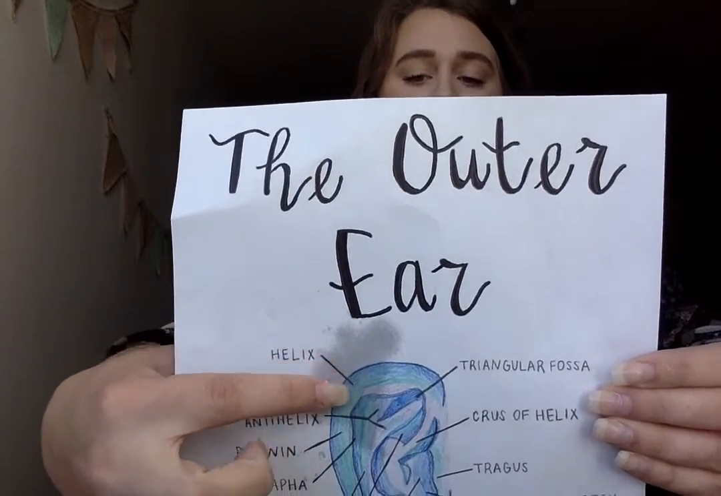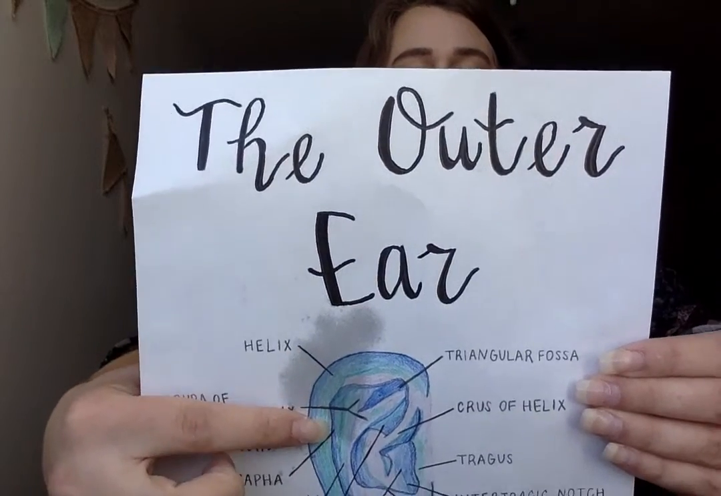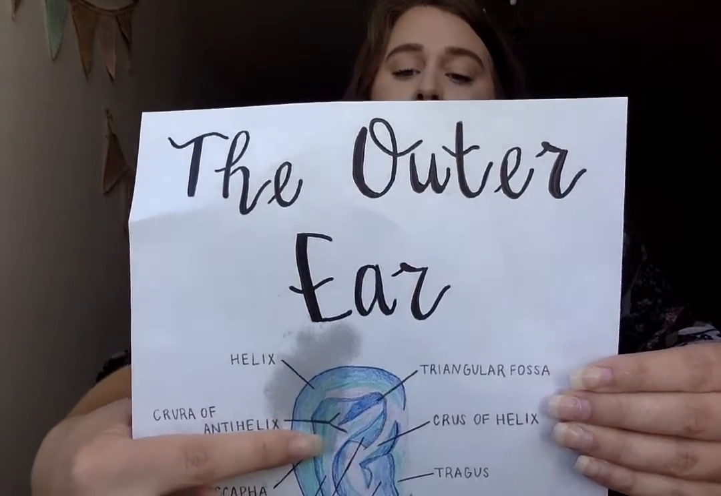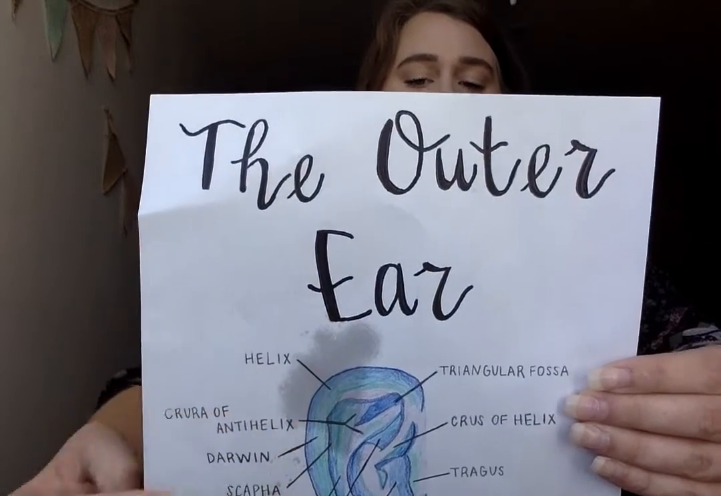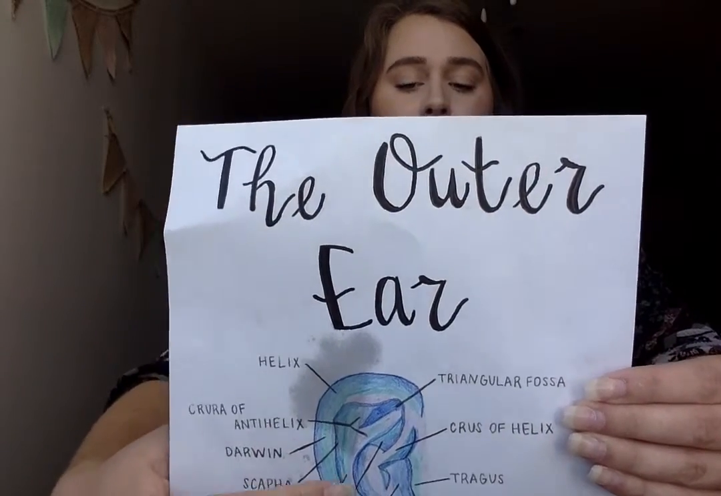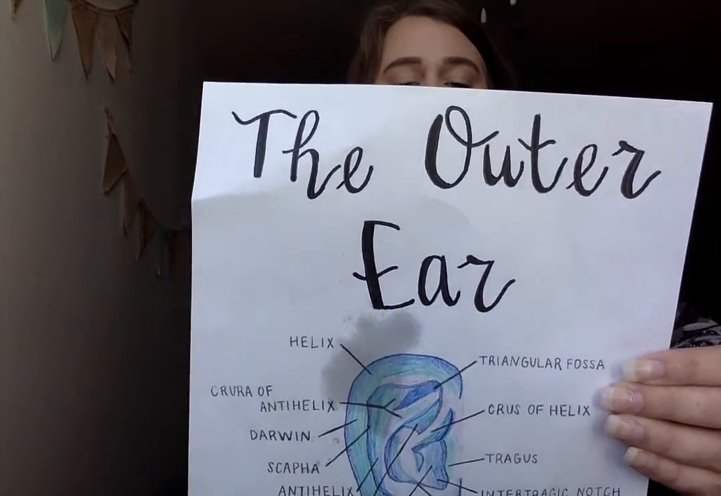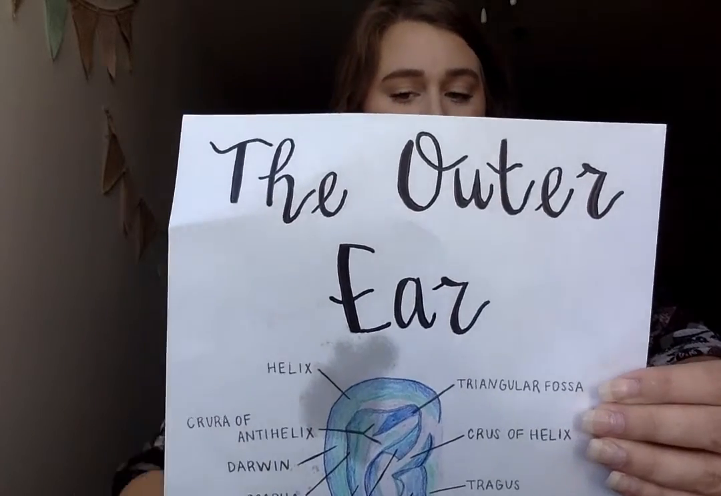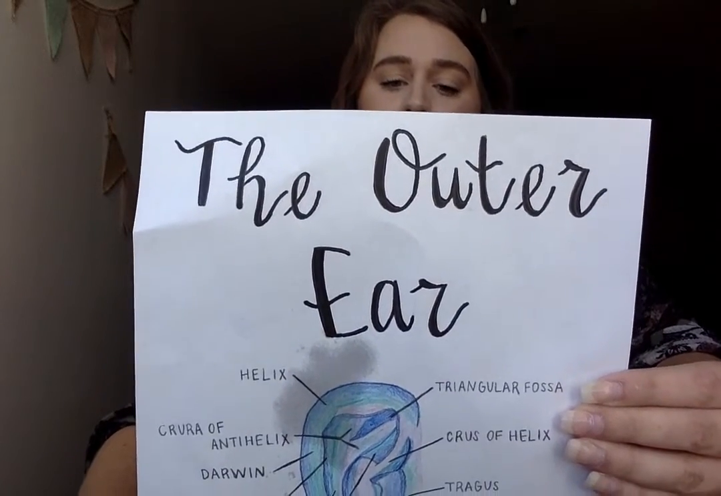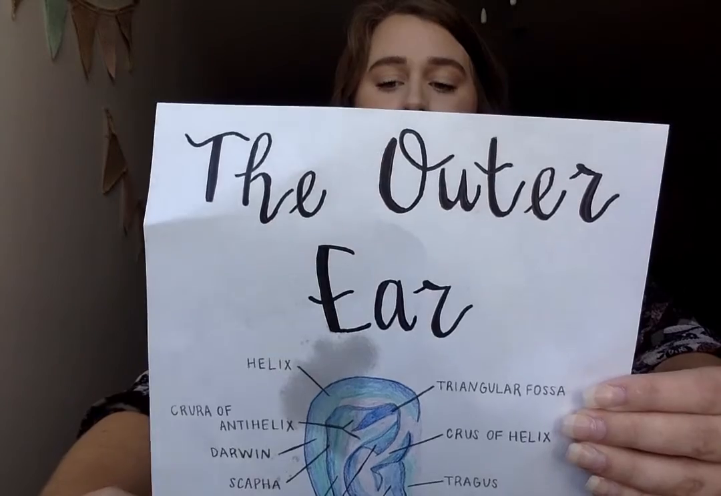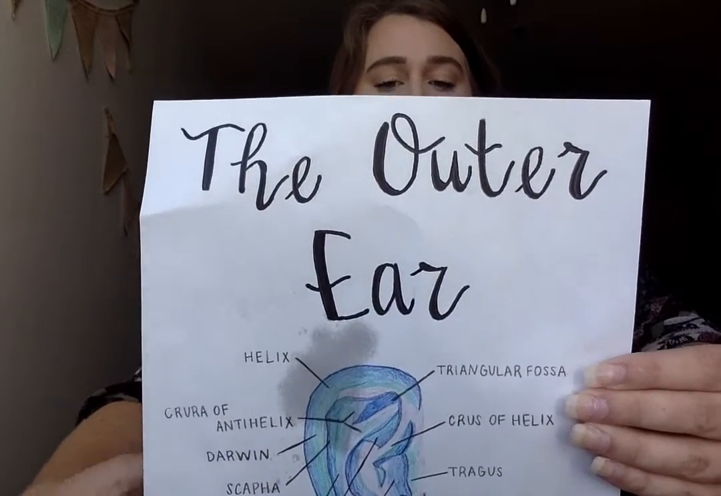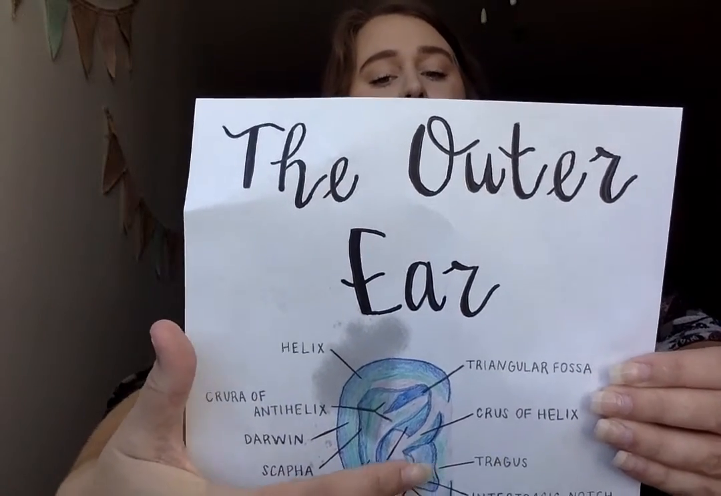Out here below the helix is the Darwin. Then there's the scapha, the depression right on the inside of the Darwin. There's the antihelix right here. And here's, of course, the lobule. People also get that pierced. And right here is the concha of the auricle, and that goes into your EAC.